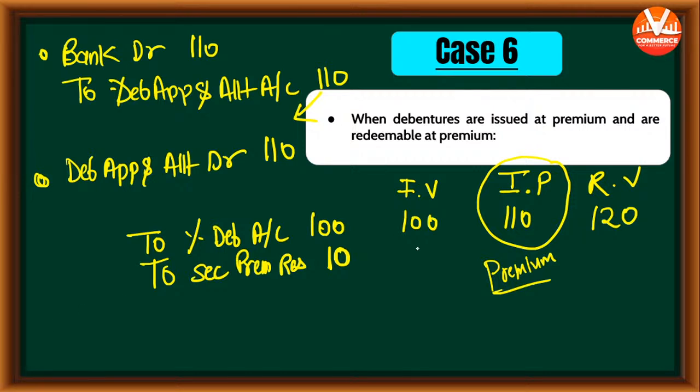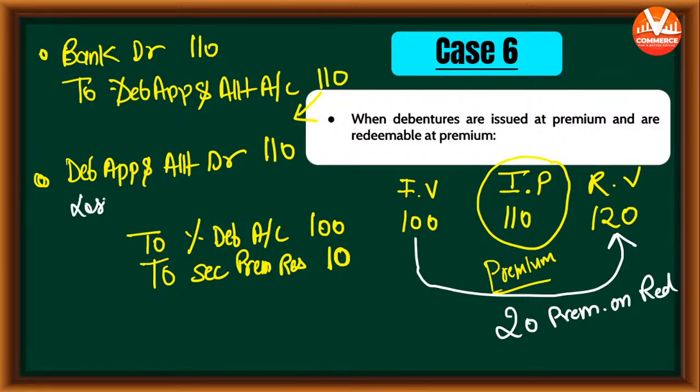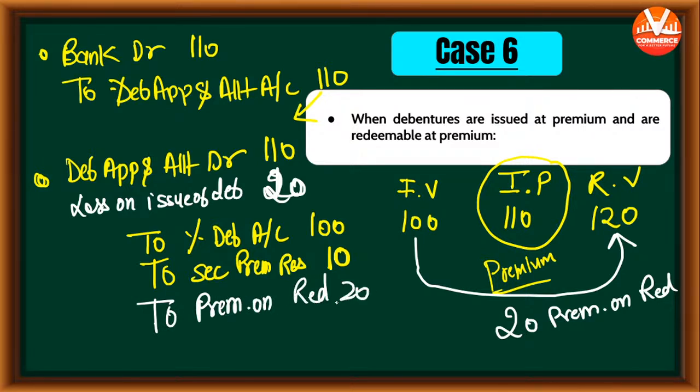Now, look at the premium on redemption. The face value is 100, but we have to pay 120 at the time of redemption. So this 20 rupees is premium on redemption. Now we will record it. Debit loss on issue of debenture 20 rupees, and credit premium on redemption 20 rupees. So this is your answer: debenture application and allotment debit, loss on issue of debenture debit, to 2% debentures, to securities premium reserve, to premium on redemption.